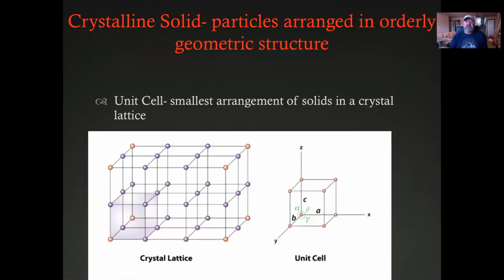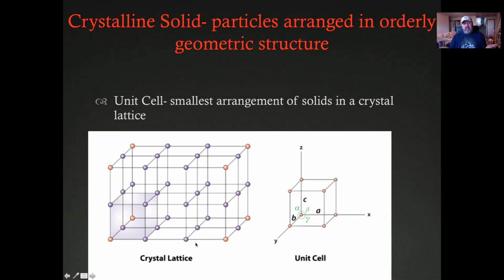So crystalline solids are a little bit different. They have particles that are arranged in a very specific geometric pattern, meaning that the angles are very specific between the atoms and things like that. When we think about the crystal lattice, we talked about this in 8th grade when we were learning about minerals. Minerals have crystal lattice structure. That just means that the atoms are arranged in an orderly manner.